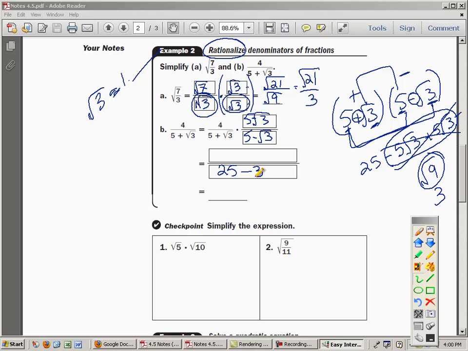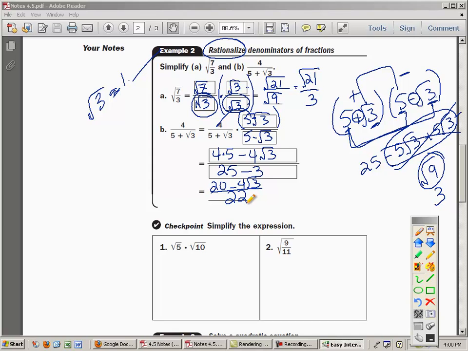Okay? On the top, we have to distribute. So we have to do 4 times 5. And then, since I used minus, this is minus 4 times radical 3. Now, 4 times 5 is 20, minus 4 radical 3. So the top is done. And on the bottom, 25 take away 3 is 22.